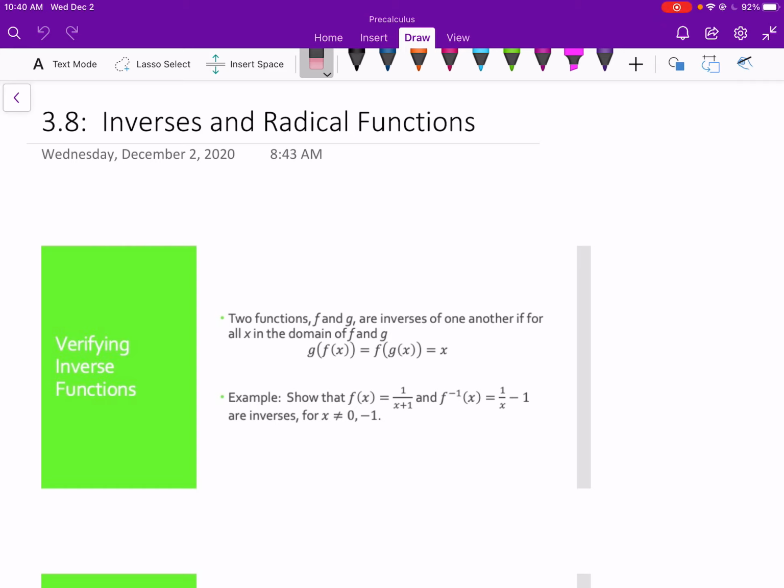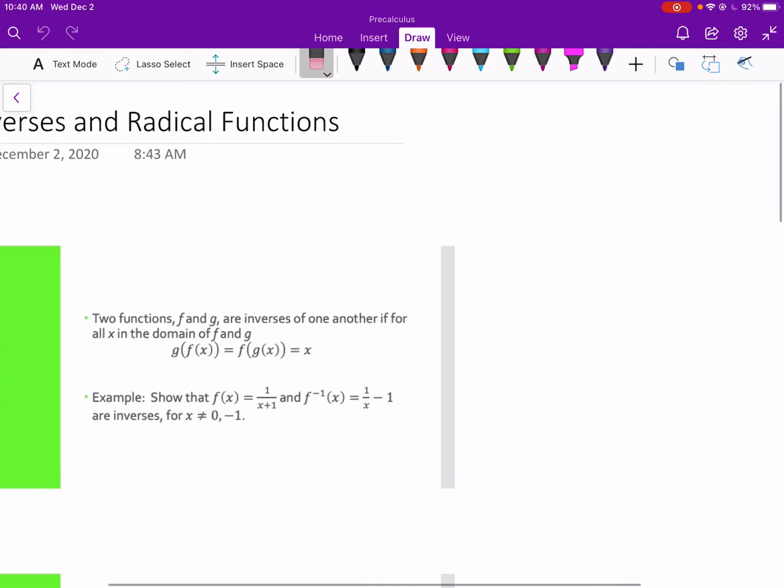This is section 3.8, inverses and radical functions. Inverse functions are functions that undo each other. One way we can verify inverse functions is using f of g and g of f that we learned earlier. If two functions are inverses, then g of f of x is going to equal f of g of x. So g of f is equal to f of g, and they both are equal to x.